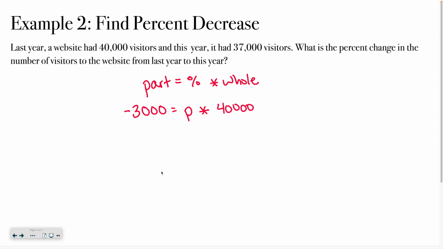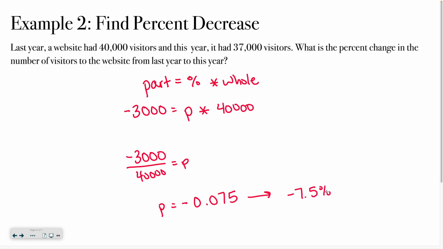So now what I would do is I would divide both sides by 40,000. So I'm going to say negative 3,000 divided by 40,000 equals my percent. And if I were to do that, I would get a negative 0.075. And if I convert that to a percent, it would be a negative 7.5%. And since I used a negative, that represents my word decrease.